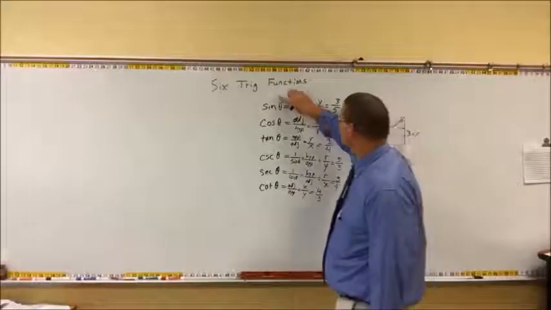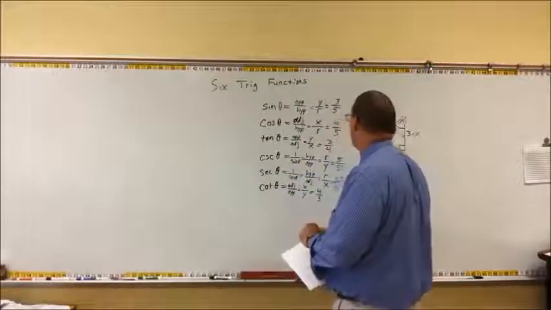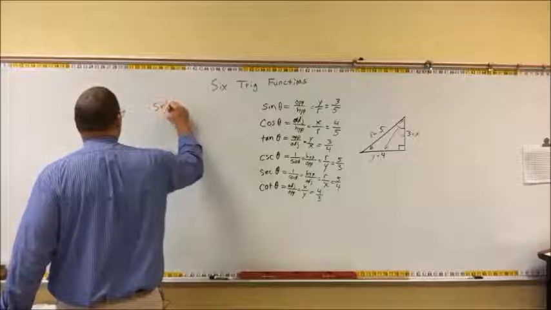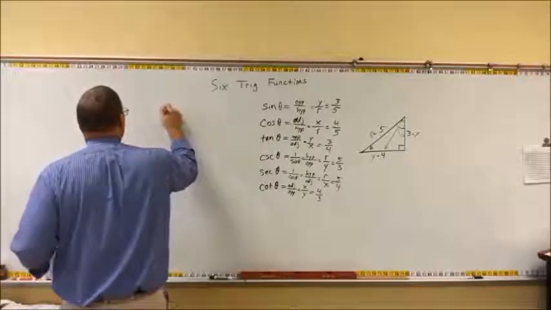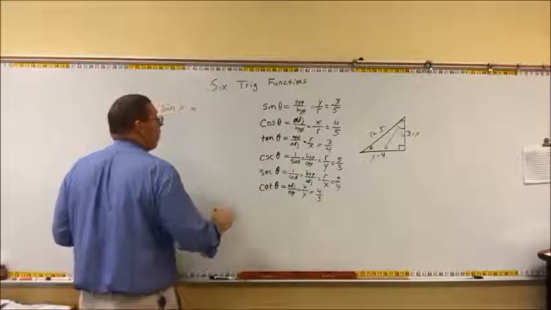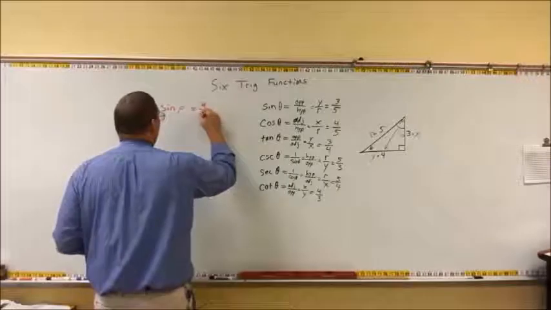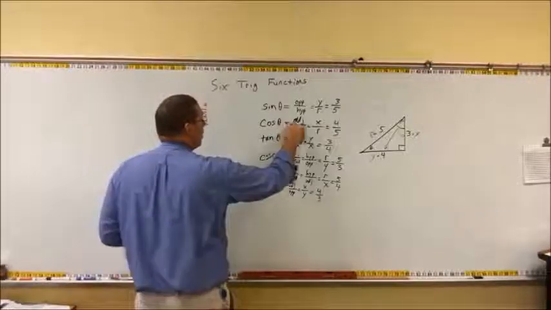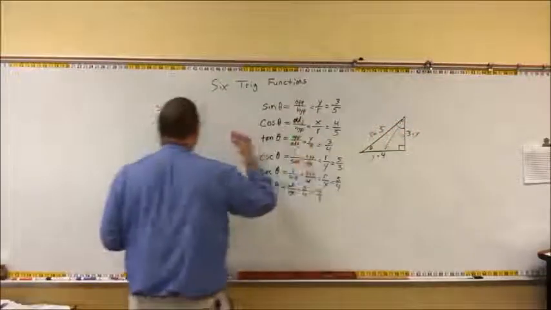Okay? So now when we go through here, we're going to change these. I'm going to do them in a different color. I'll do them in red, over here. So sine of rho is going to be y over r. Y is 4, r is 5, so 4/5. Cosine of rho is going to be x over r, adjacent over hypotenuse. Adjacent to rho is 3, and hypotenuse is 5, so 3/5.